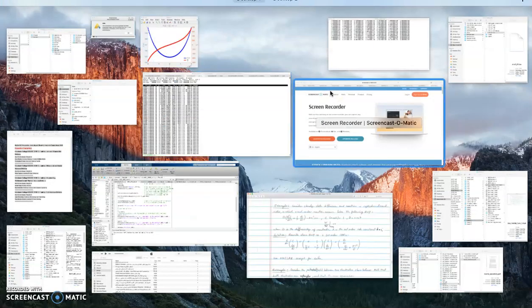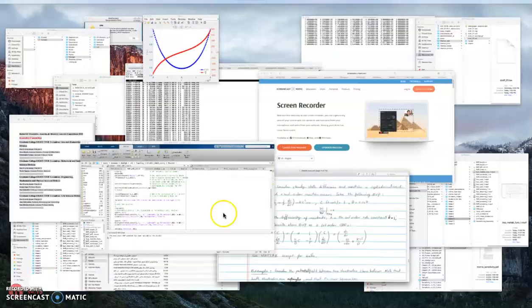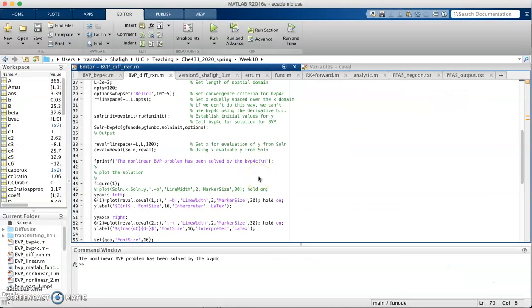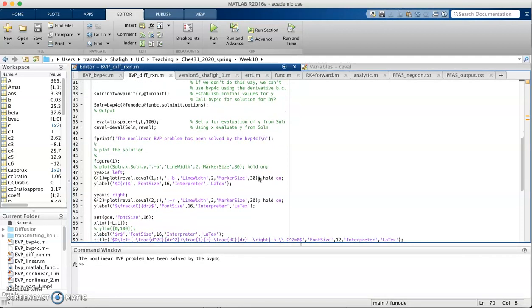So hopefully this shows you how to solve boundary value problems using BVP4C in Matlab. Just to let you know that this can only be applied to one-dimensional problems, so you can have only one independent variable x. You cannot have x and y. So if you have two independent variables, like two spatial coordinates, you cannot use BVP4C.